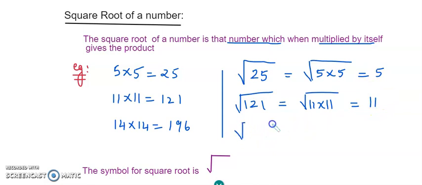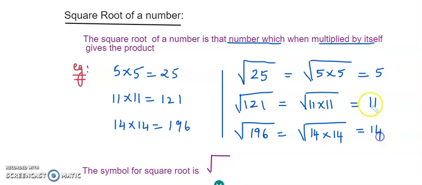Then square root of 196, which is equal to what? Yes, 14 times 14. So which number is multiplied by itself here? 14. So here 5, 11 and 14 are called the square roots, and 25, 121, 196 are called perfect squares. Okay, so now the question has become the answer and the answer has become the question in this case. Correct?